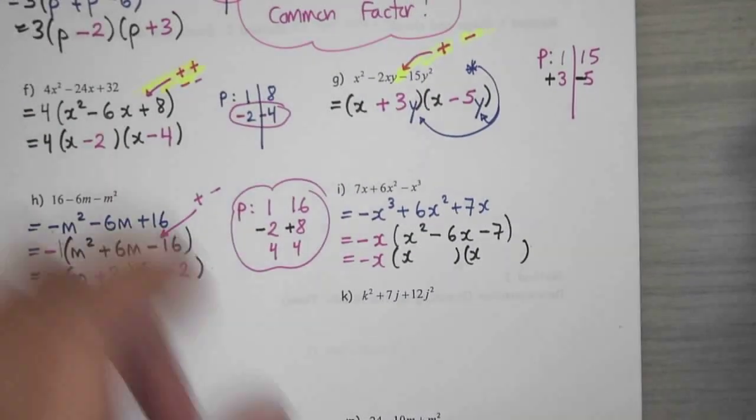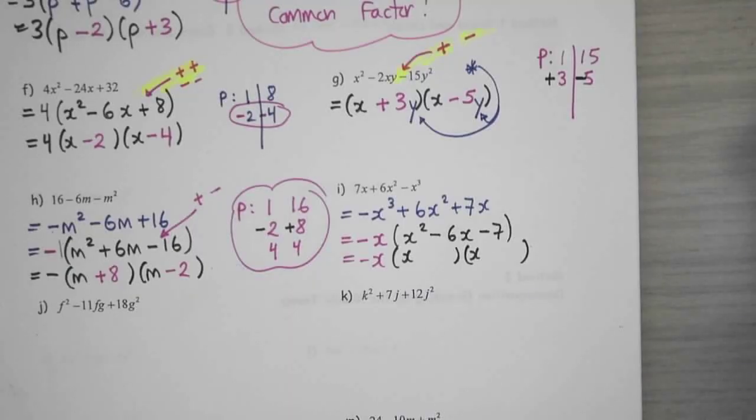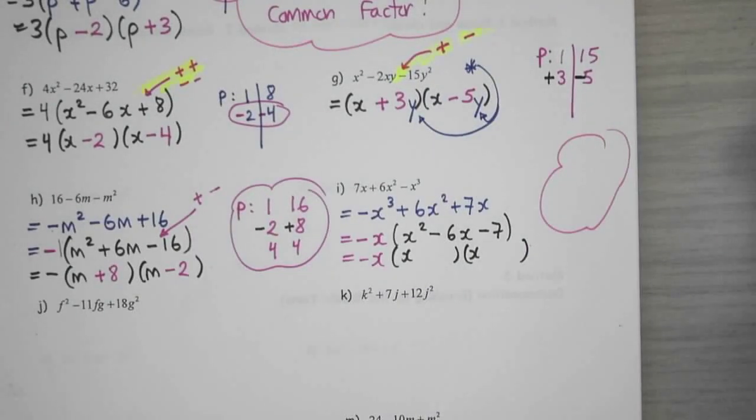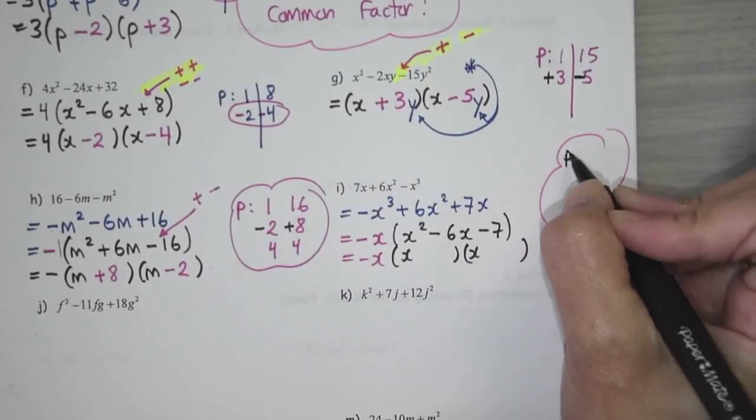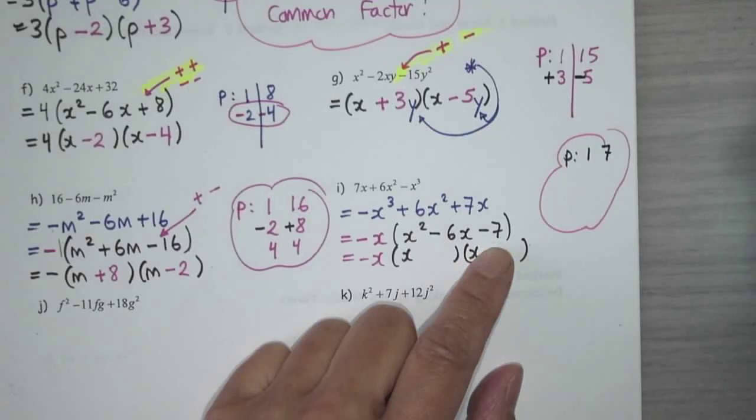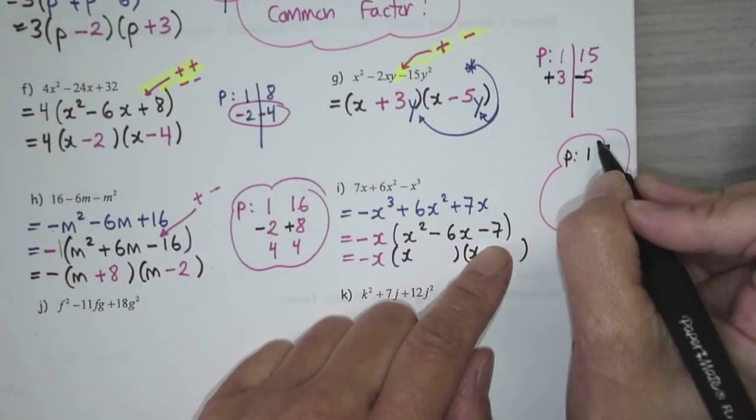Okay, and you're going to do your product sum over here on the side. So I have a product of -7, so 1, 7. Oh, you have no choice. It's 1, 7.